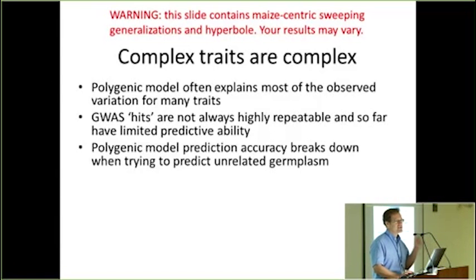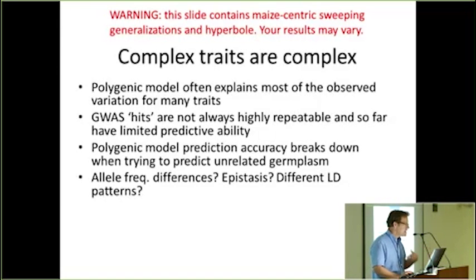But it doesn't solve our problem when we get into diverse genetic material, because the prediction models will break down if you don't have a training set very closely related to your testing set. This gets into some deep parts of the genetic architecture, and we actually don't know why this is.